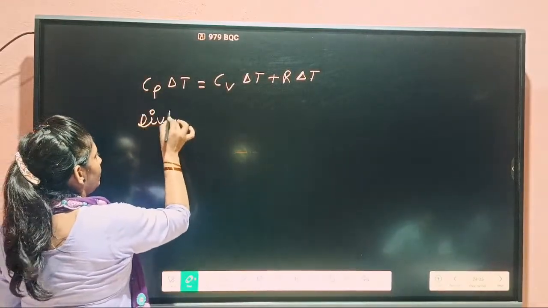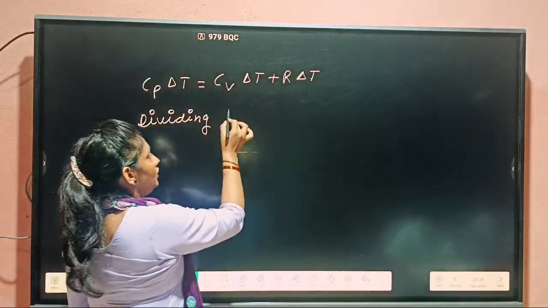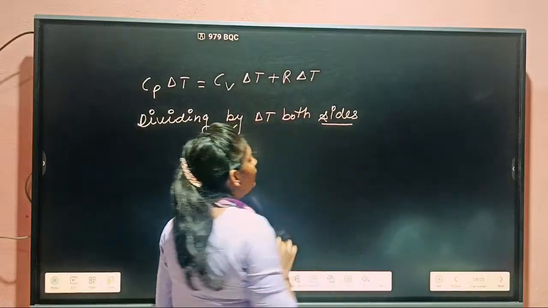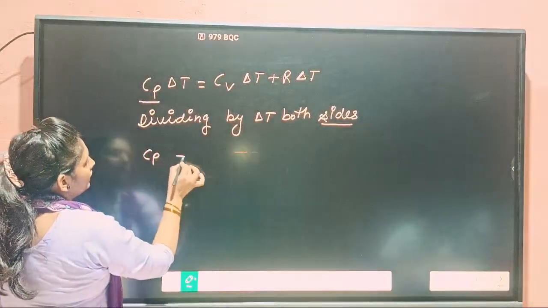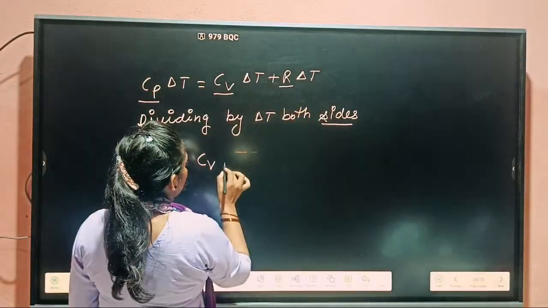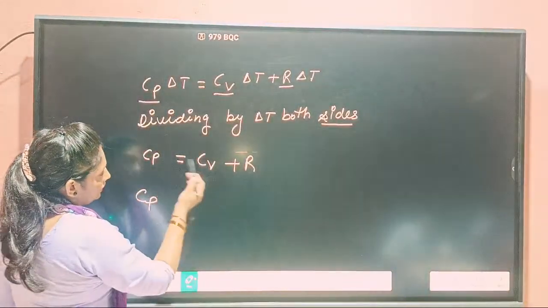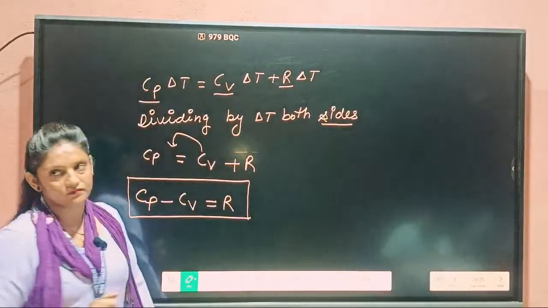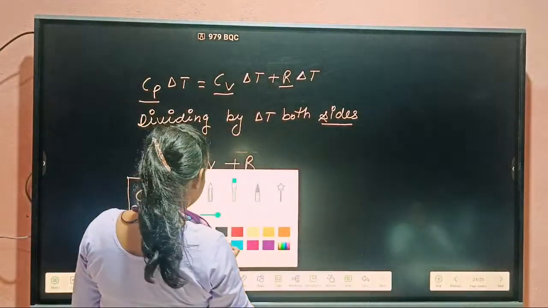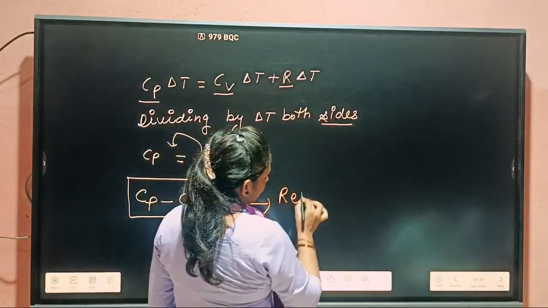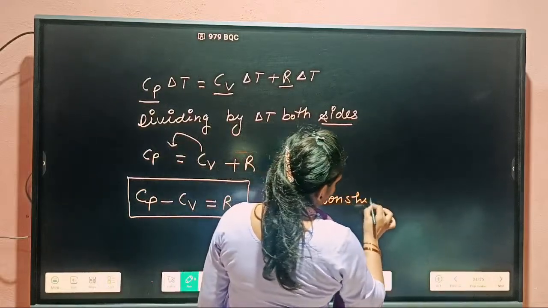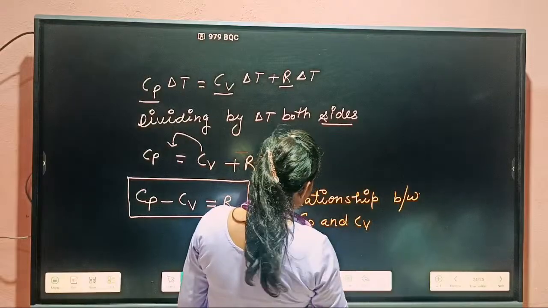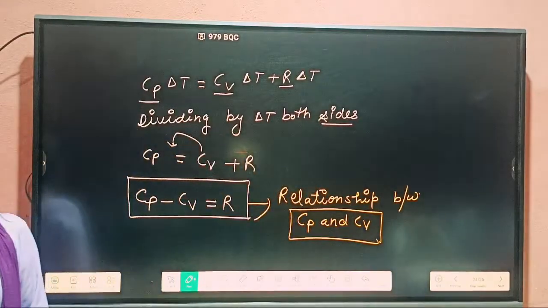Here del T is common in all. Dividing by del T on both sides, CP is equal to CV plus R. And from here, taking CV to the opposite side, CP minus CV is equal to R. So this is the derivation. This is the relationship between CP and CV. CP is heat capacity at constant pressure and CV is heat capacity at constant volume.